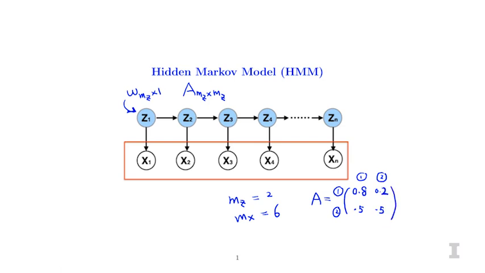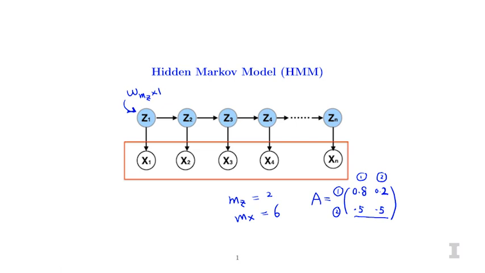So how can we use A? Once we generate Z1, we can use this A to generate all the remaining Z's. For example, if Z1 is equal to 1, then we just look at the first row of this table to generate Z2. Now suppose Z2 is equal to 1 again, then we again look at the first row of A to generate Z3. And suppose Z3 is equal to 2, then we're going to look at the second row to generate Z4, and we keep doing this until we finish generating Zn. So using W and A, we can generate the latent sequence Z.